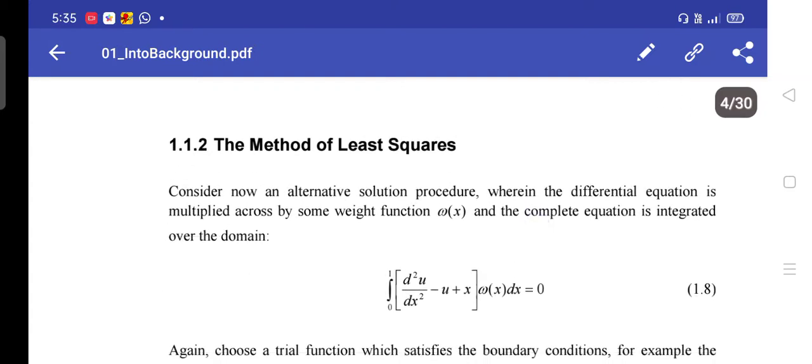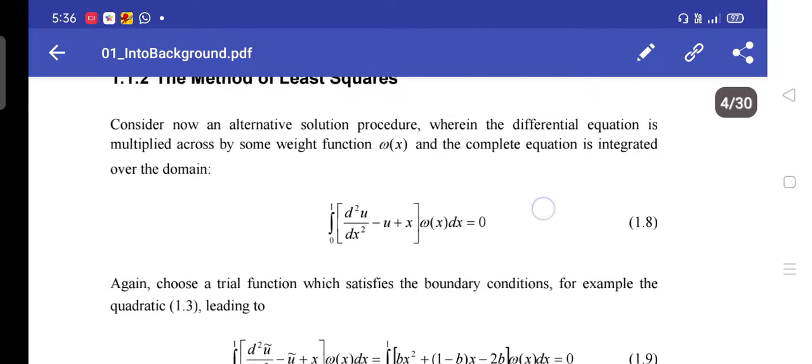The method of least squares. An alternative solution procedure wherein a differential equation is multiplied by some weight function omega of x, and the complete equation is integrated over the domain. So, integral 0 to 1 of (d²u/dx² minus u plus x) into omega of x dx is equal to 0. You can choose trial functions which satisfy the boundary conditions.